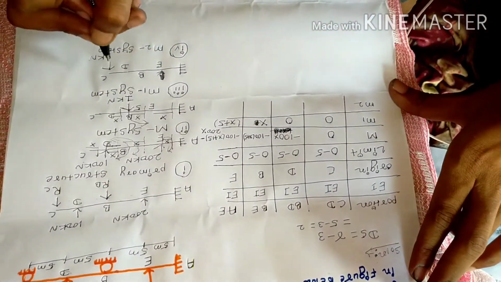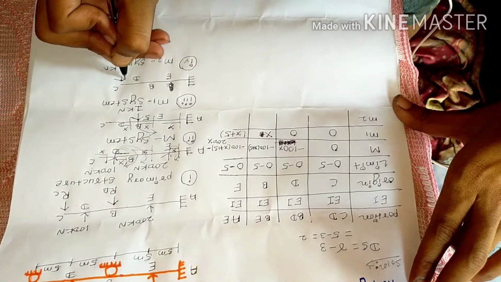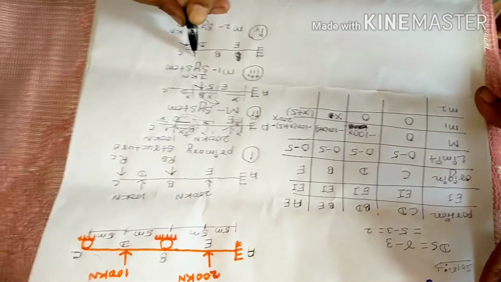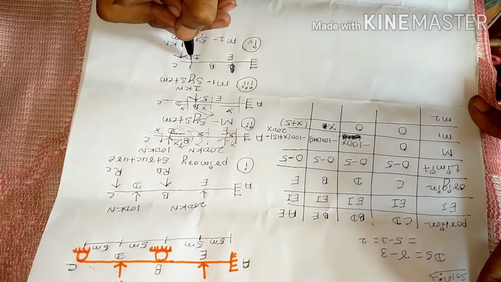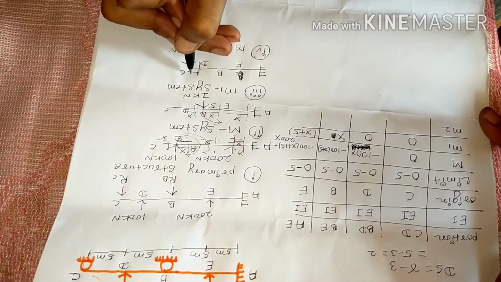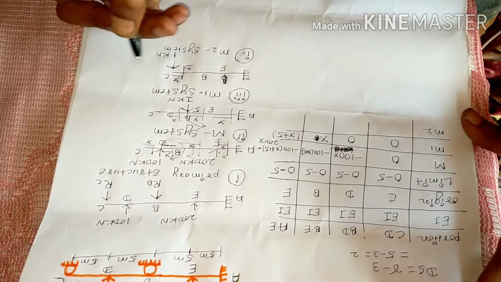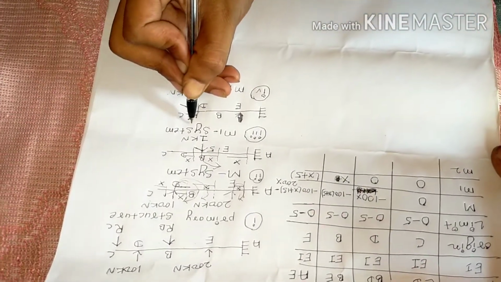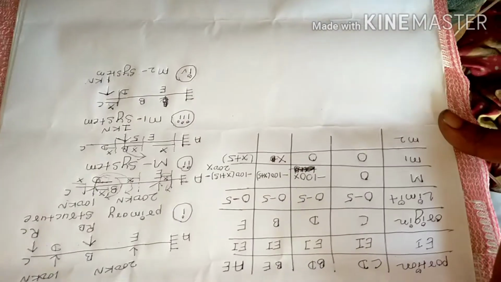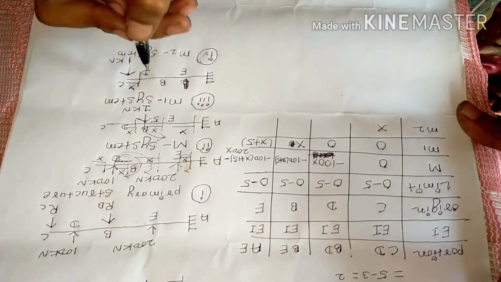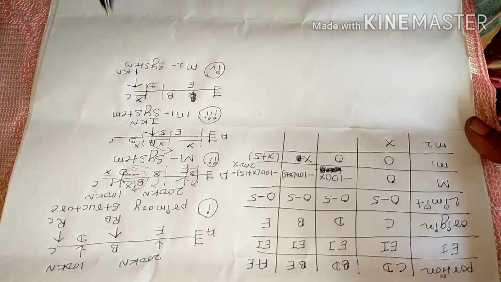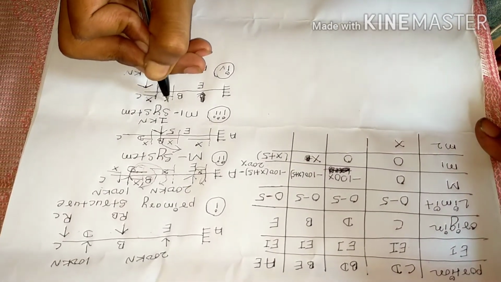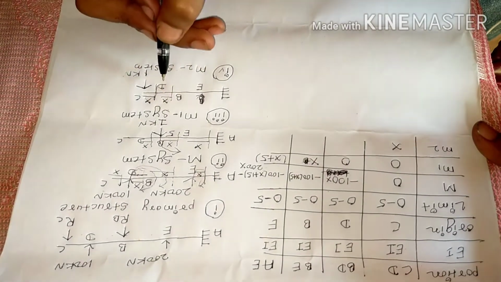Now let us move towards the M2 system. In the figure, first in portion CD, let us take a section at a distance of x. In the figure we can see this 1 kilonewton force will rotate this section in anti-clockwise direction. So take it as positive, 1 into x. Now also let us move towards portion BD. In portion BD, also let us take a section at a distance of x from the origin D.